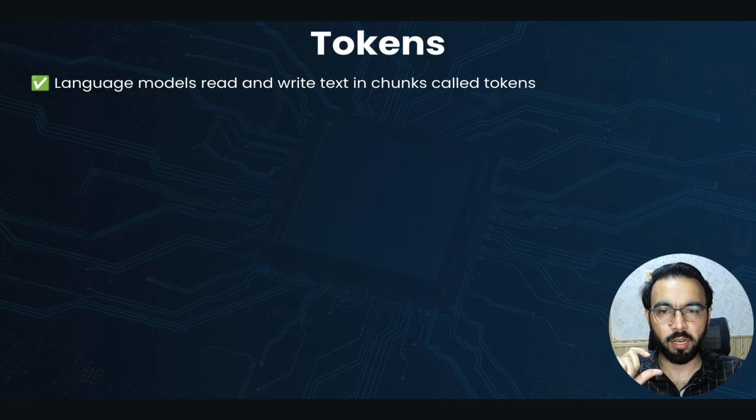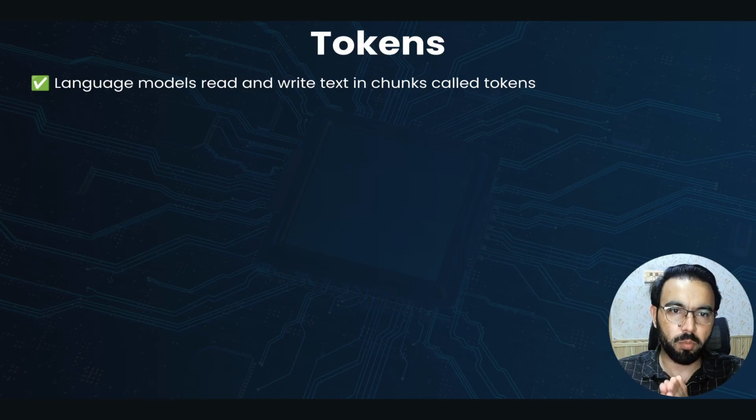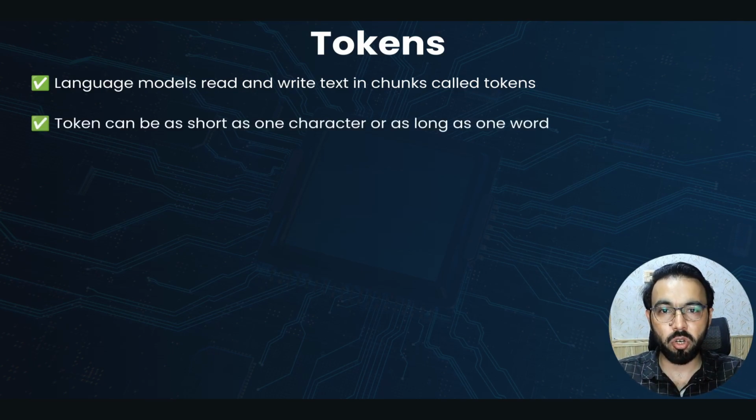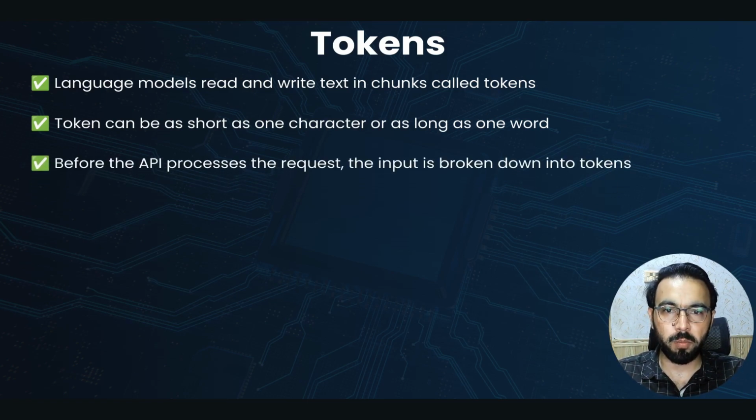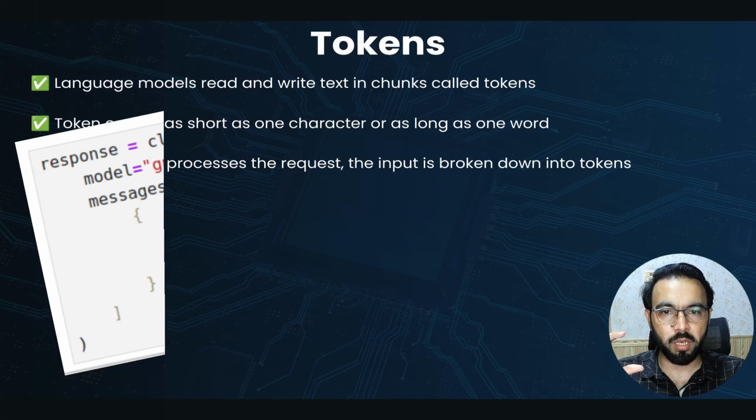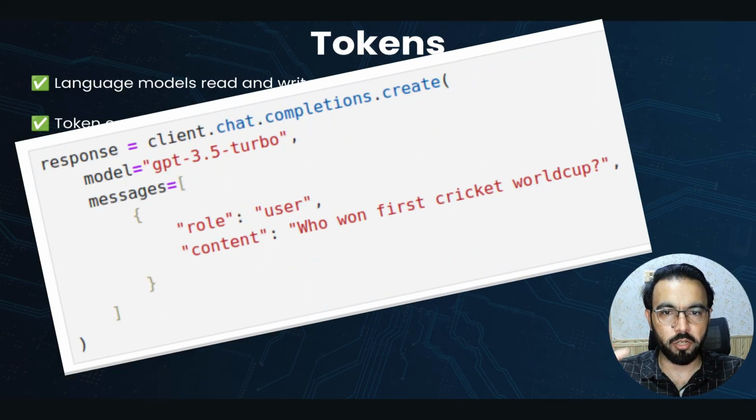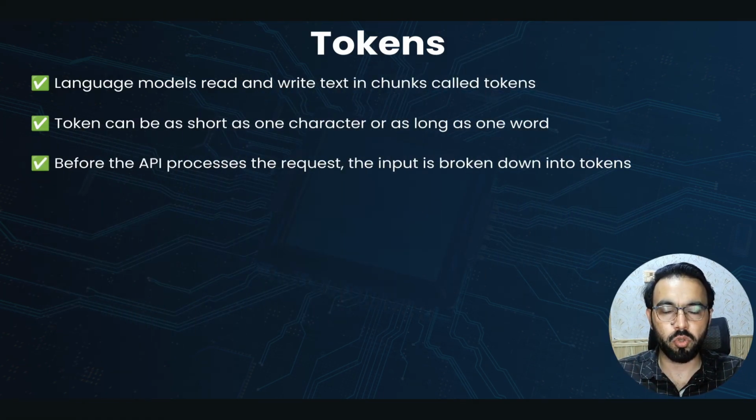Language models read and write text in chunks called tokens. Every time we are giving an input to the GPT model, whether it's one line, a single word, or a couple of paragraphs, the GPT model will convert those into chunks, and those chunks are called tokens. A token can be as short as one character or as long as one word. Before the API processes the request, input is broken down into tokens. So when you prepare that chat completion and hit enter, the OpenAI library actually converts those inputs into tokens, and then sends them to the actual API.